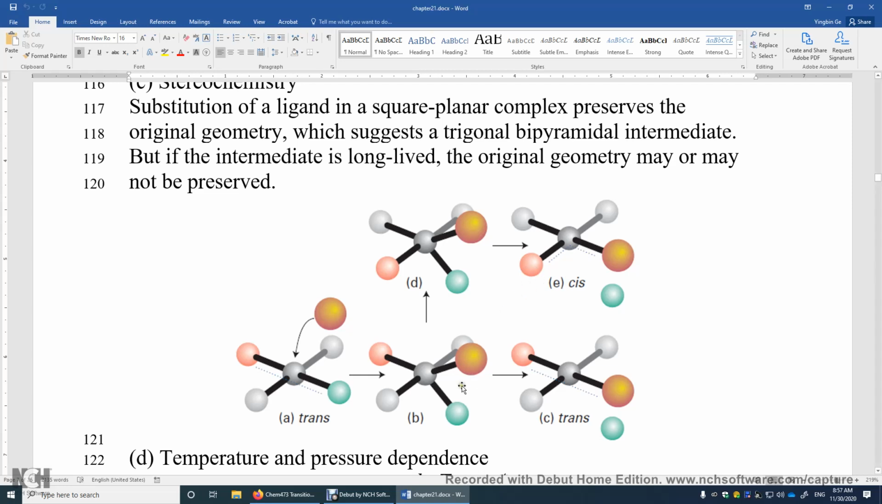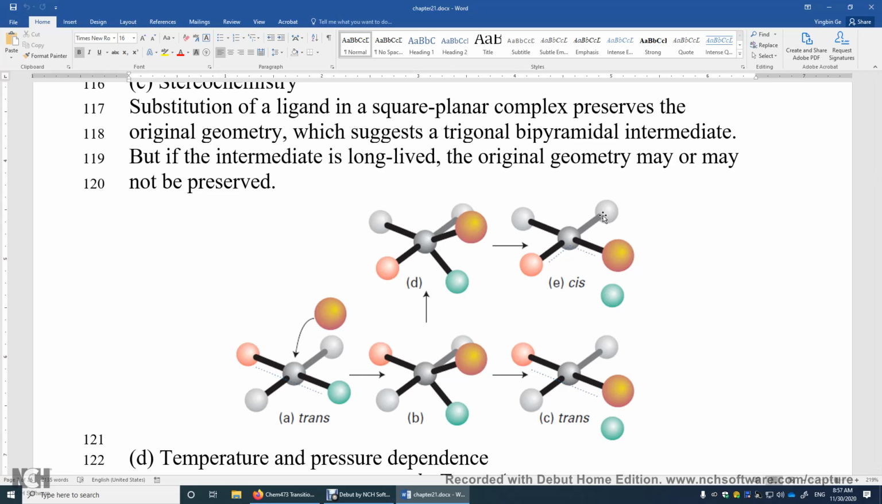So that explains this from B to D. Over here you have these two gray spheres in the axial positions, and now you have these two in the axial positions, pink and gray. So in this case, after this green sphere leaves, you have the two gray spheres in the cis position. So now it gets really complicated.